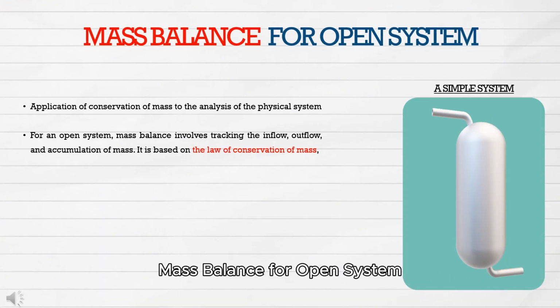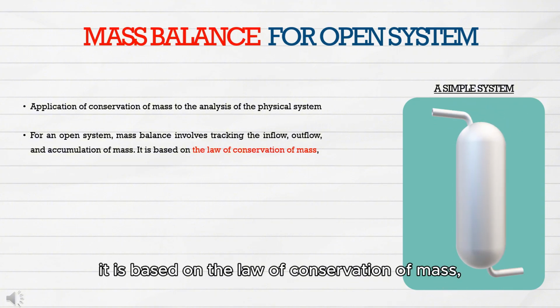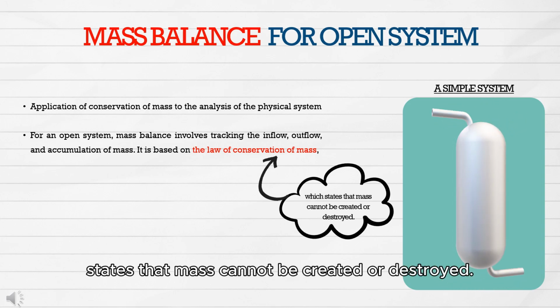Mass balance for open system. Application of conservation of mass to the analysis of the physical system. For an open system, mass balance involves tracking the inflow, outflow, and accumulation of mass. It is based on the law of conservation of mass. The law of conservation of mass states that mass cannot be created or destroyed.